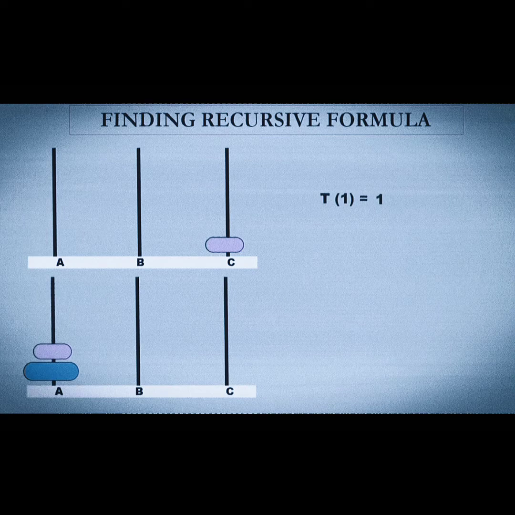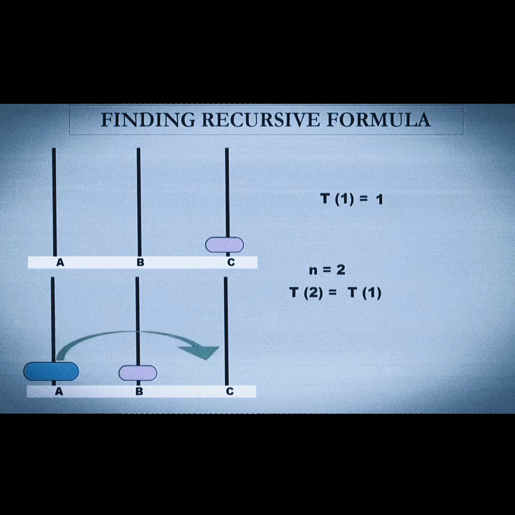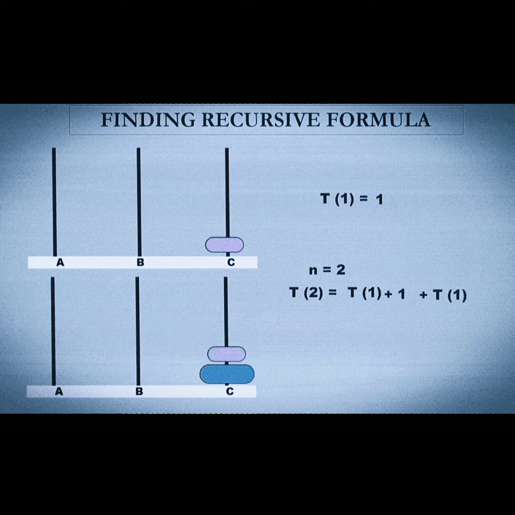Let us do the same thing for n equals 2. We have 2 disks on the first tower and the goal is to move the 2 disks to the last tower. The first step is to move the uppermost disk and transfer it to Tower B. The next step is to move the bigger disk to Tower C. And the last step is to move the smaller disk on top of the bigger disk in the last tower. The total number of steps is 3. T of 2 is equal to 3.